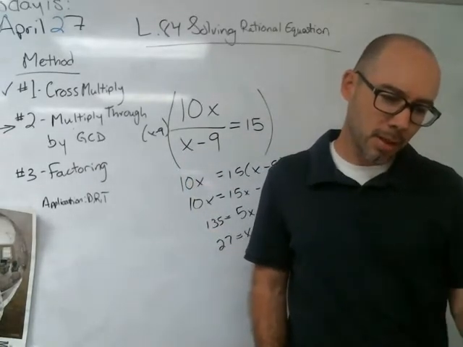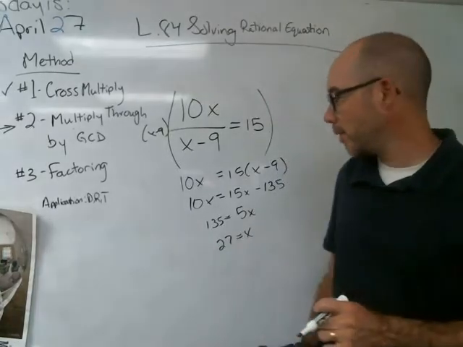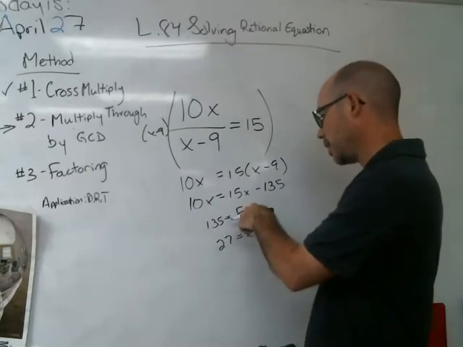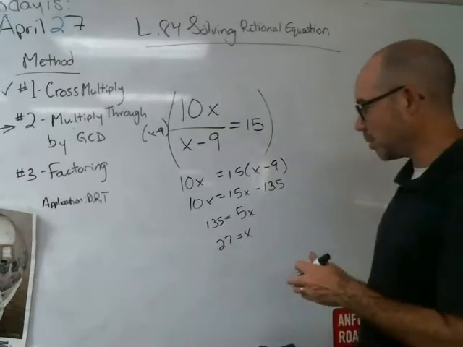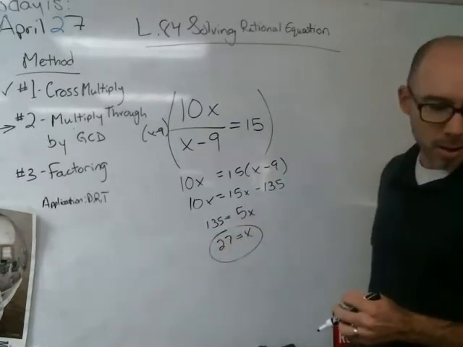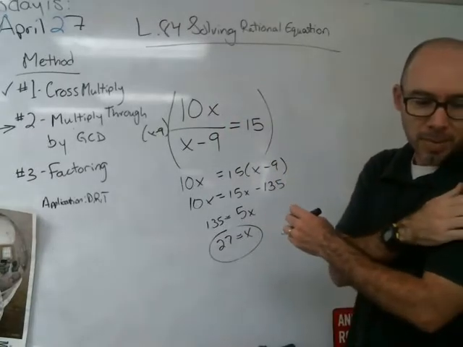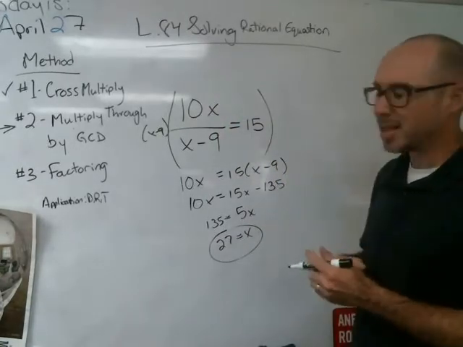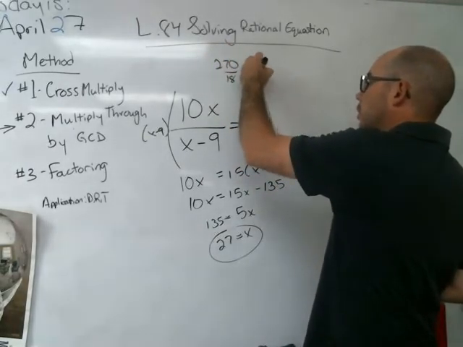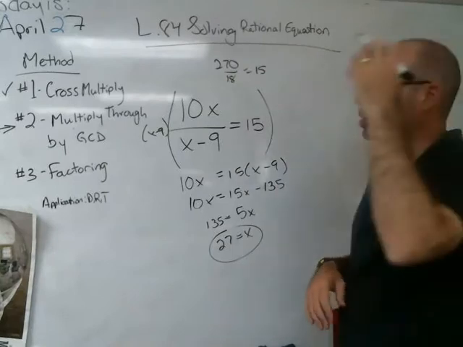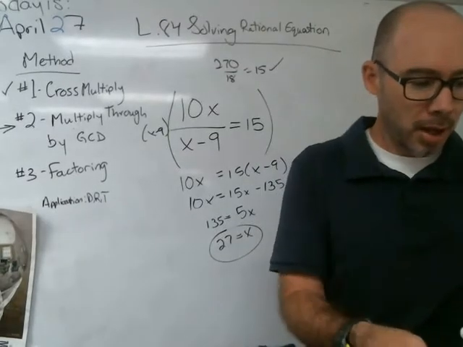Oh shoot, that's not the right answer. 15x minus 5x, that's 5x, minus 10x and 135. Yeah, 27. What am I thinking? 27 is the right answer. I go and check on 27. 10 times 27 is 270, and divide by 27 minus 9, that's just 18. 270 over 18, I think, equals 15. So that one actually checks out. No extraneous weirdo-ness there on that one.